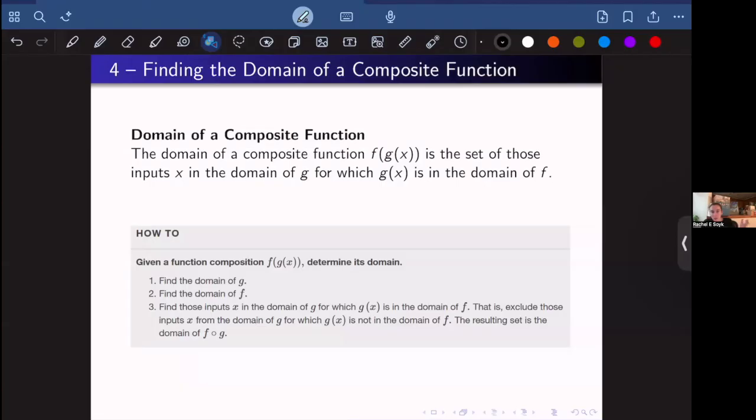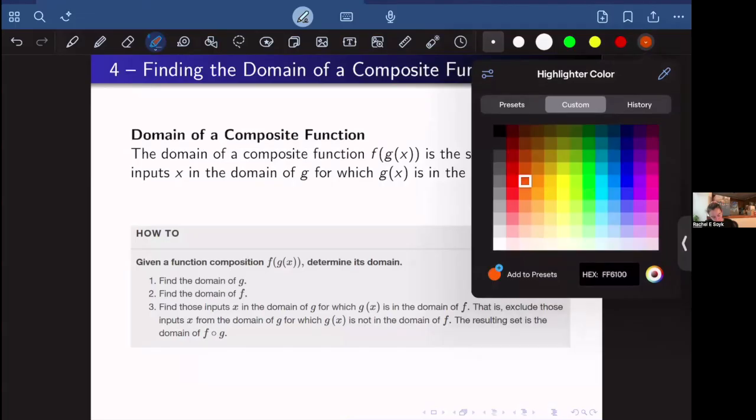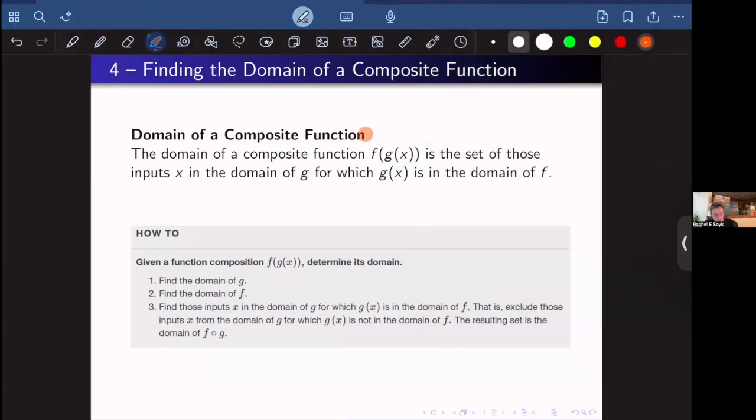So now we have our fourth objective, which is finding the domain of a composite function. And so we have our formal definition of finding a domain of a composite function. The domain of a composite function f of g of x is the set of those inputs x in the domain of g for which g of x is in the domain of f.